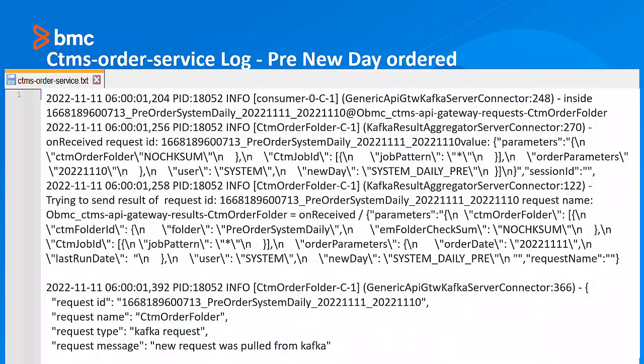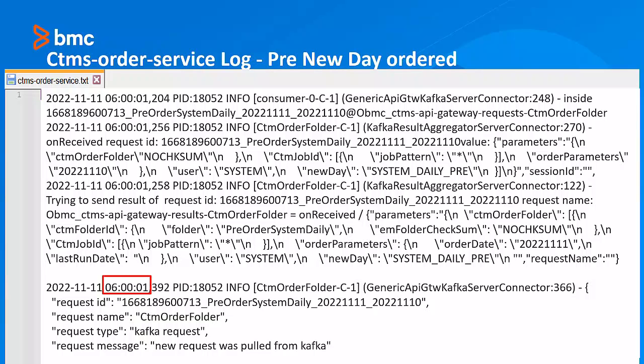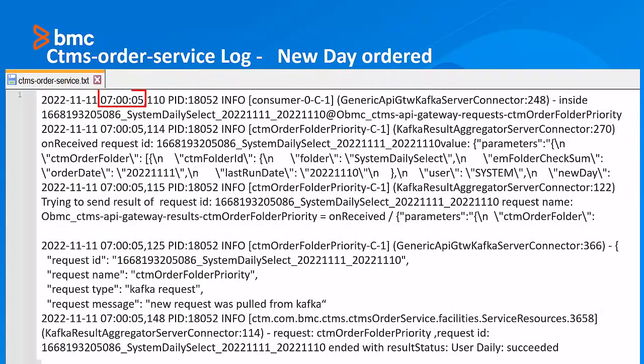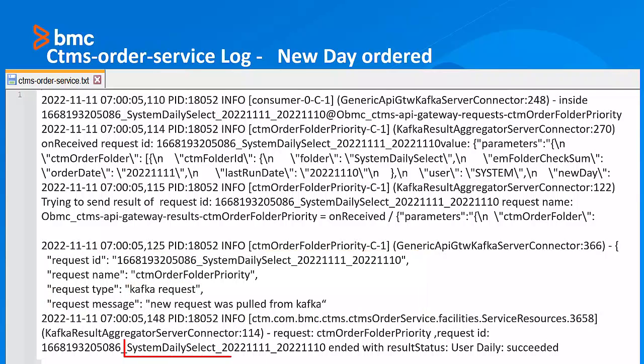From here, we can see the pre-order system daily request. This request comes from the CTMS API Gateway Service as a Kafka request to order the jobs from the pre-order new day at 6. Then, in the same log at 7, we can see the order of the new day jobs request, also from the CTMS API Gateway Service as a Kafka request. In this log, we can also see that the system daily for new day result was successful.